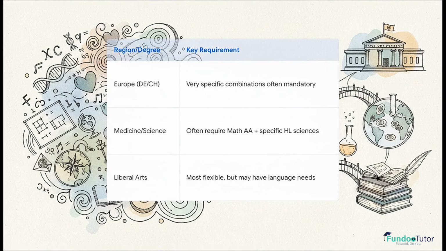Some countries, like Germany or Switzerland, are famous for having super strict checklists for IB students. And if you're aiming for a competitive degree like medicine or science anywhere on the planet, having the right kind of math plus 2 higher-level sciences is pretty much your minimum entry ticket.